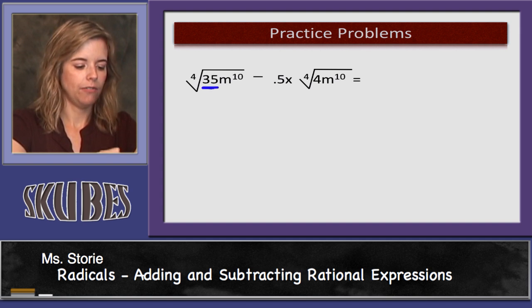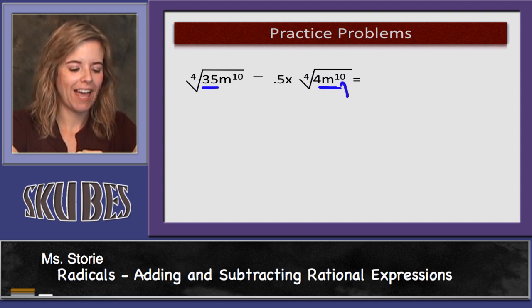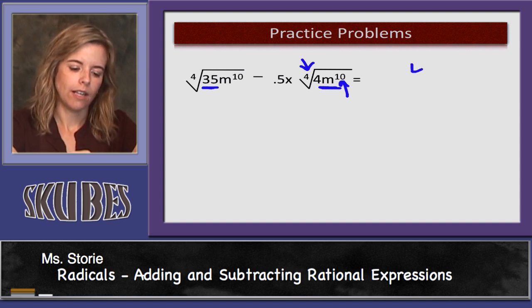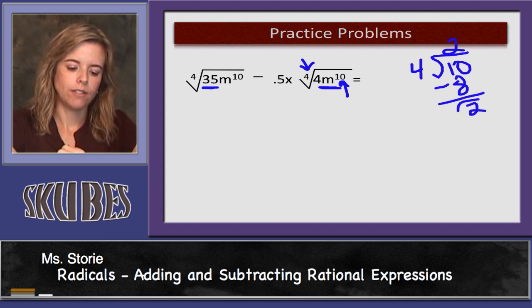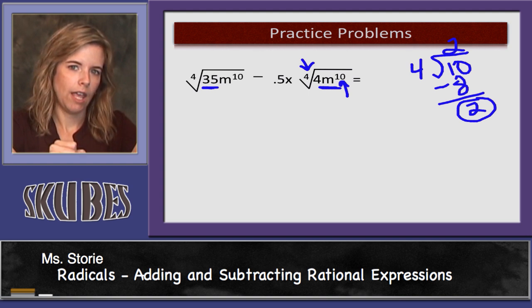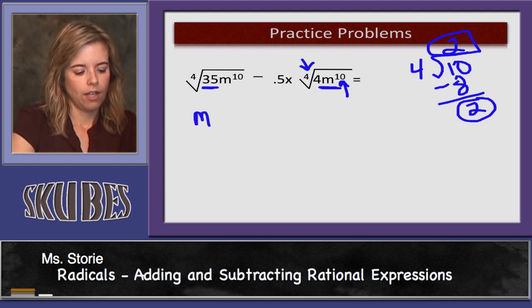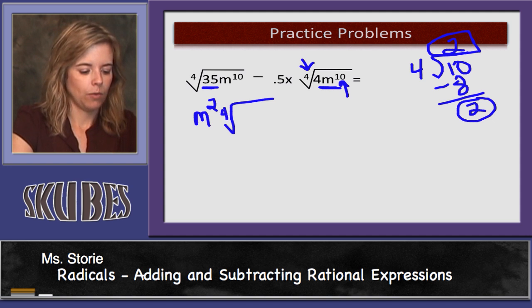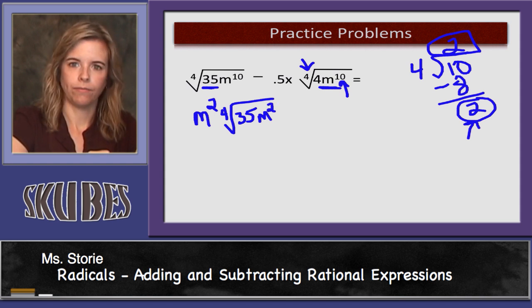Let's look here. I've got 35 m to the 10th and 4m to the 10th. Let's take a look at our exponents first. We've got 10, and our index is 4. So they're asking us, how many groups of 4 can we find in 10? Well, 2 times 4 is 8. We have 2 left over. So these leftover ones can't go in evenly, they can't group up, so they need to go back under the radical sign. The full groupings get to come out. So it turns out that we can take out m squared. And what's left is the 35m, and then those 2 leftovers who couldn't group go back under.